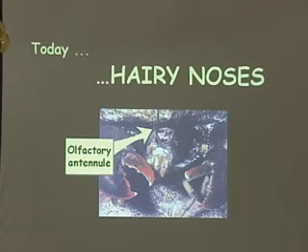And I'm not going to use a human nose. Instead, I want to focus on the hairy noses of crustaceans like lobsters. The noses on lobsters are their antennules, and I'll get back to that in a minute.